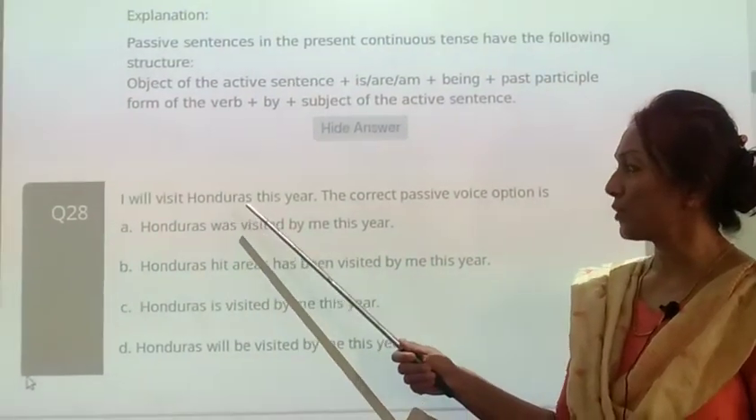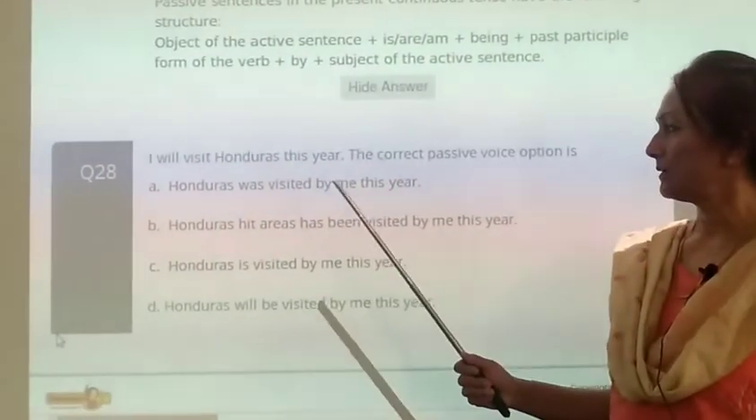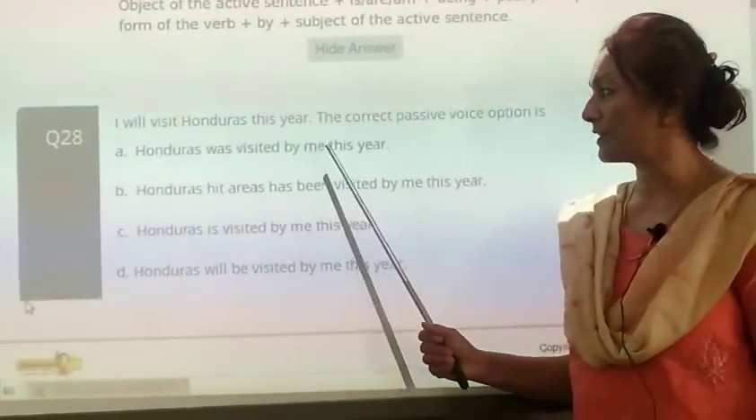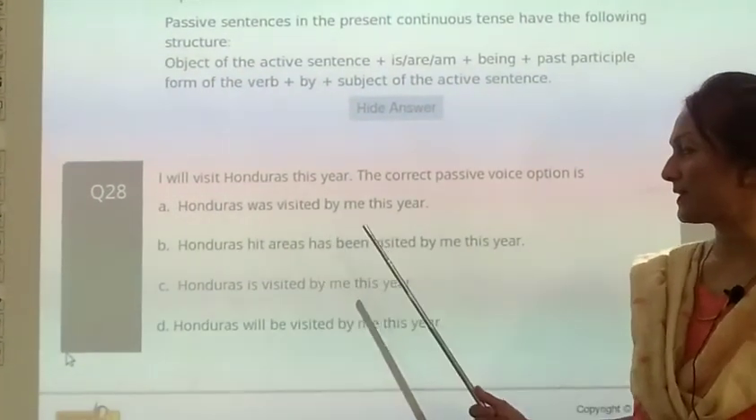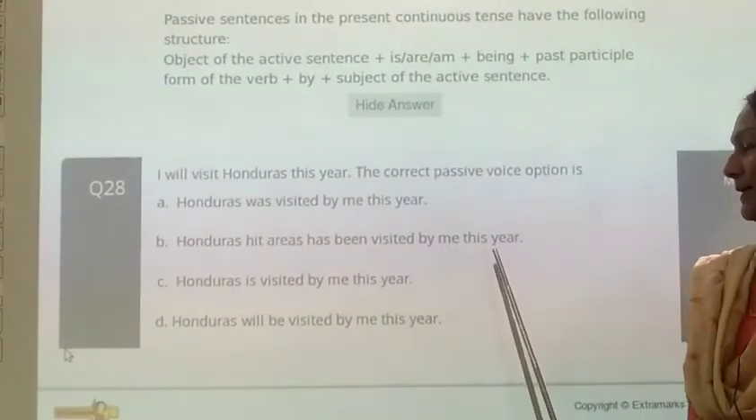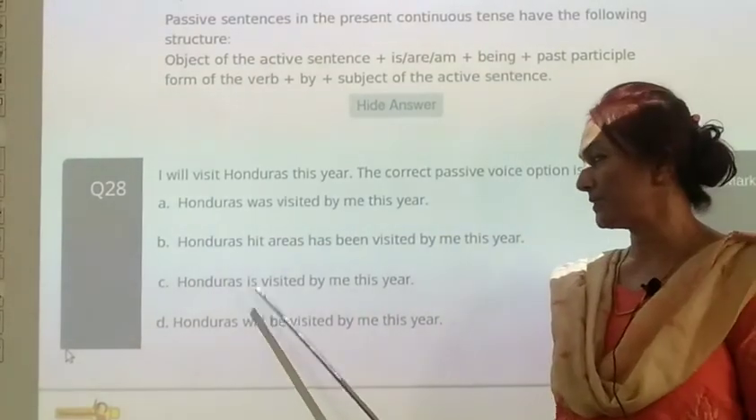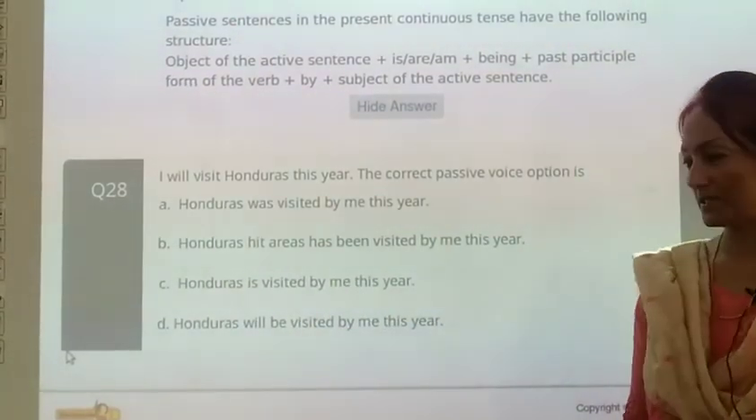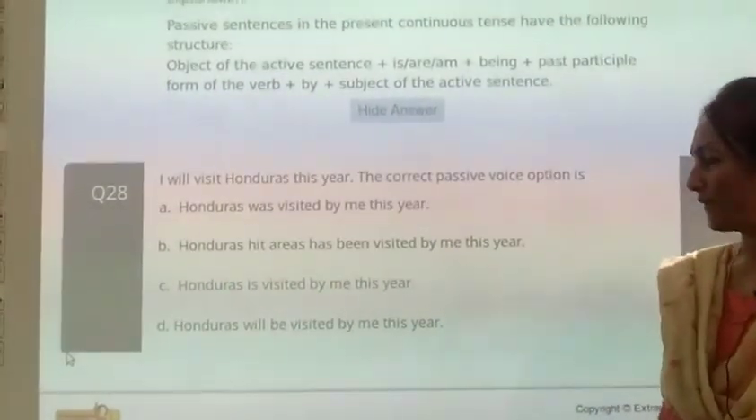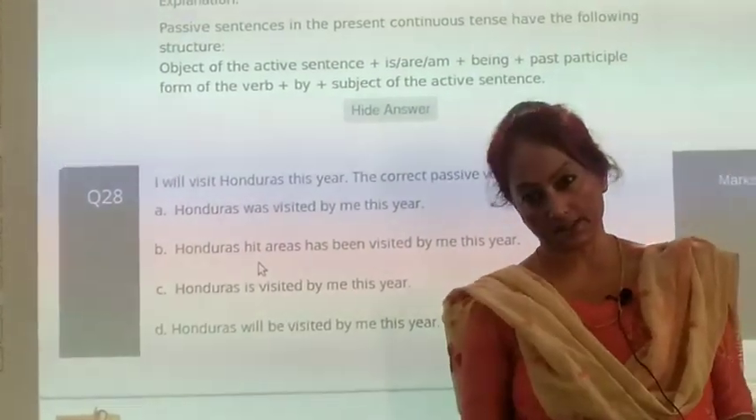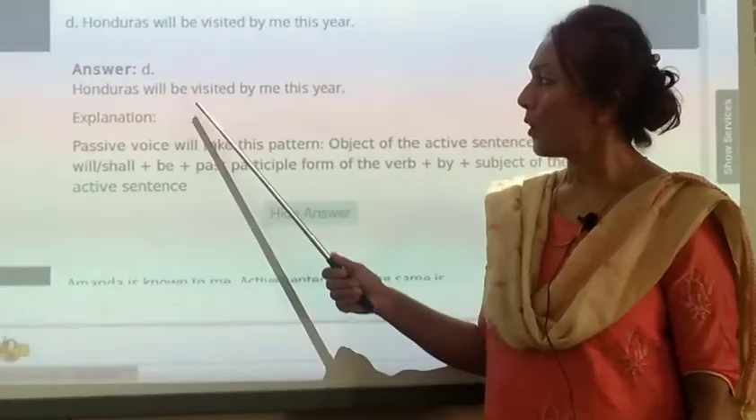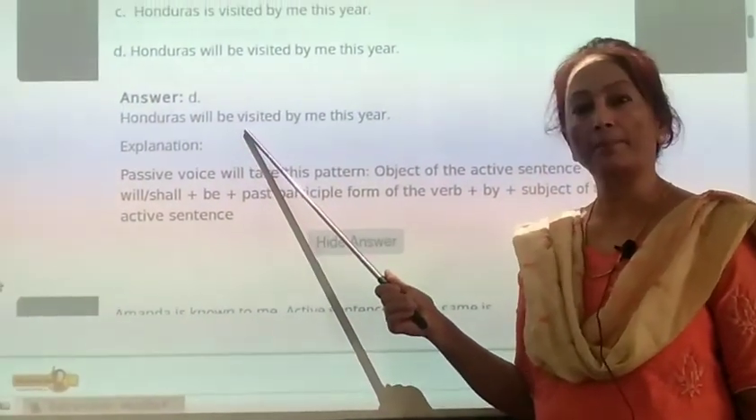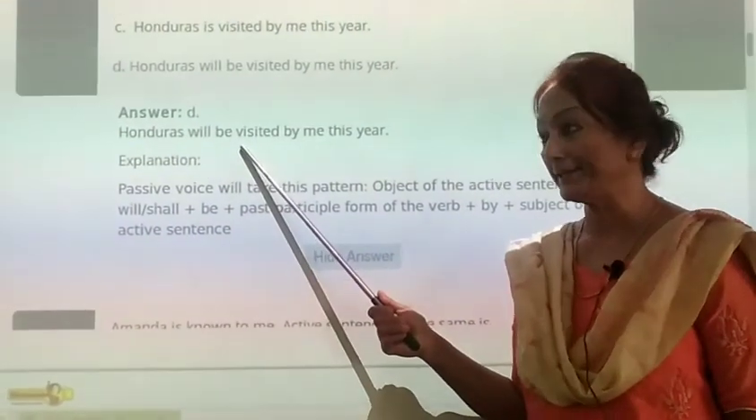I will visit Honduras this year. Honduras was visited by me this year. Honduras, its areas has been visited by me this year. Honduras was visited by me this year. Honduras will be visited by me this year. Answer: Honduras will be visited by me this year.